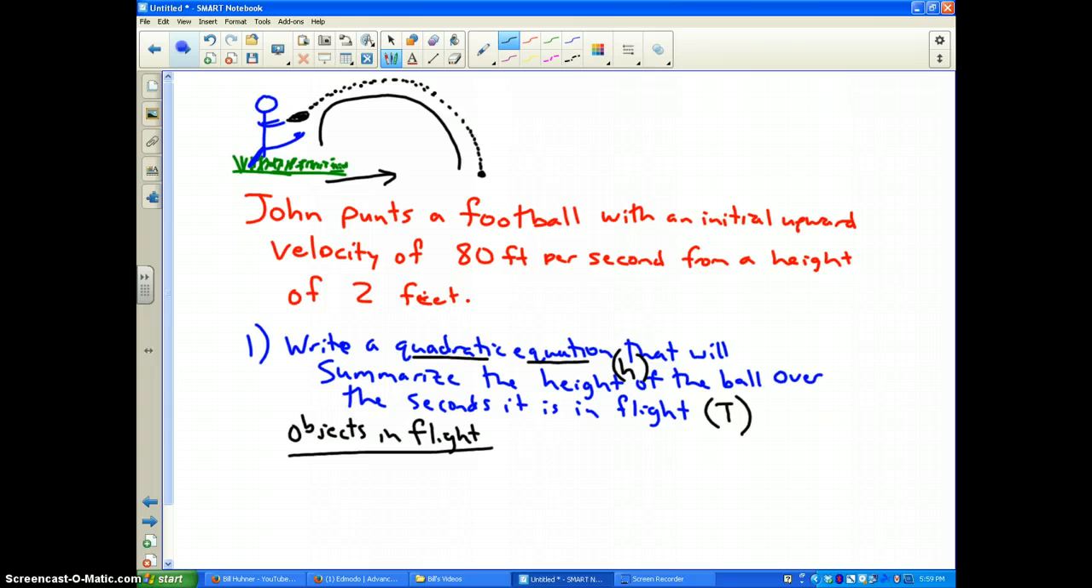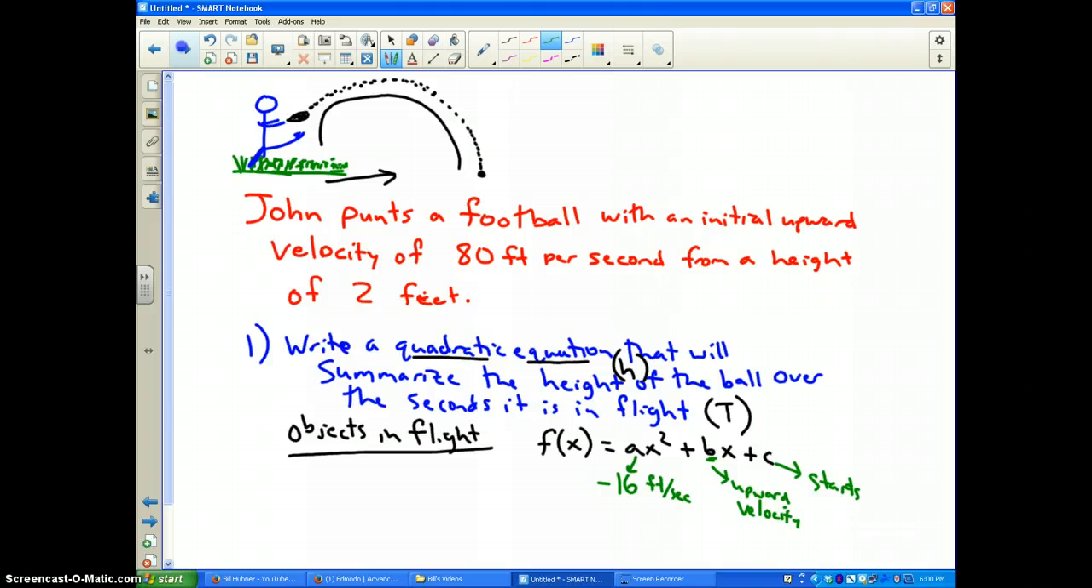your equation is in 3 parts. We know the function is ax squared plus bx plus c. Well, when you're dealing with objects in flight, the a value is gravity, and that's always going to be negative 16 if you're talking feet per second. The b value is its upward velocity, and the c value is where it starts.